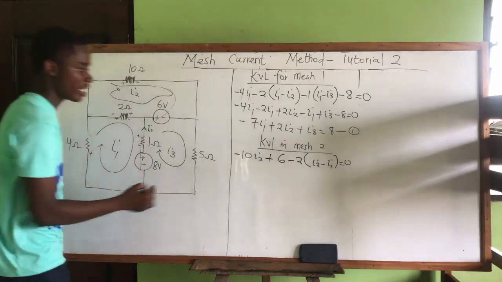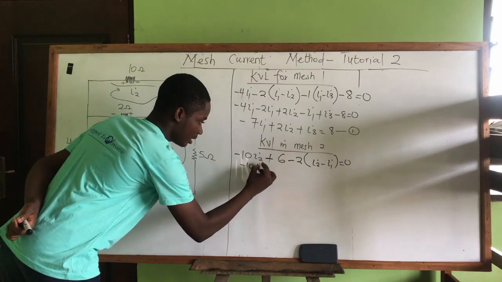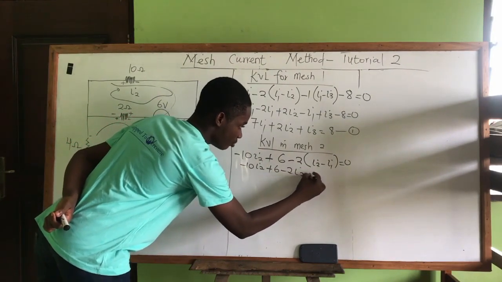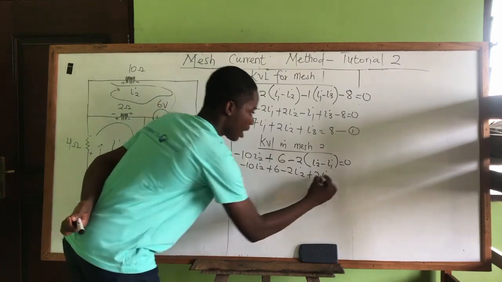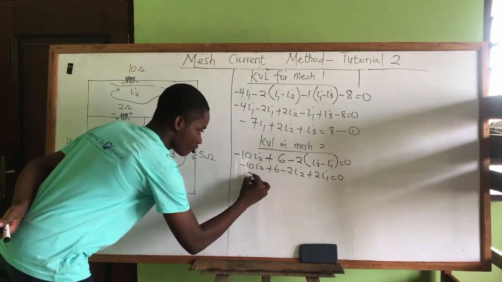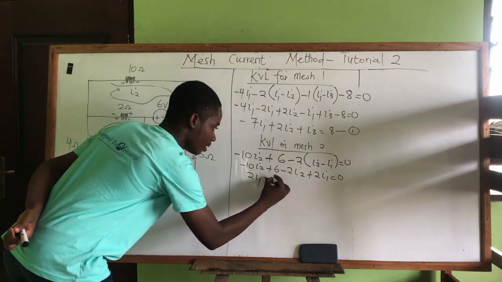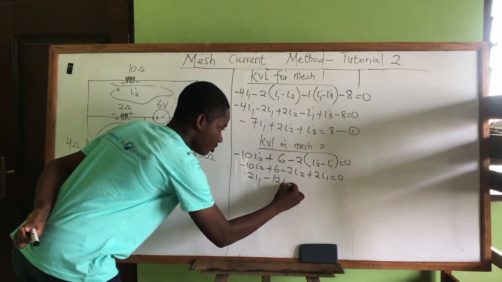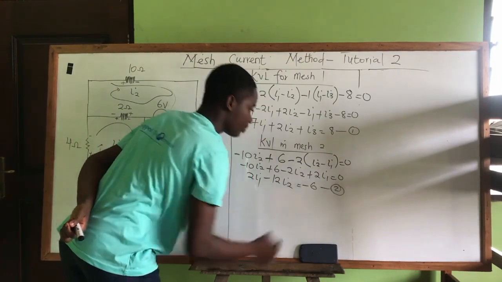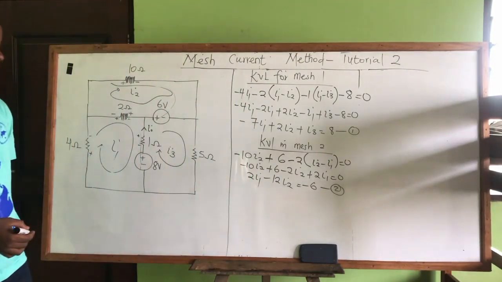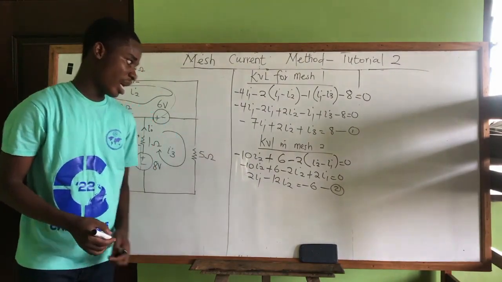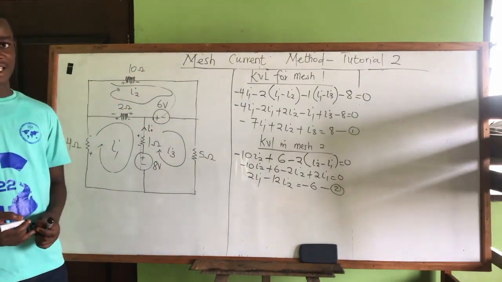So let's simplify this. I have minus 10 I2 plus 6 minus 2 I2 plus 2 I1, giving us 0. So after grouping, we have 2 I1 minus 12 I2 giving us minus 6, equation 2. So equation 2 is 2 I1 minus 12 I2 equals minus 6.